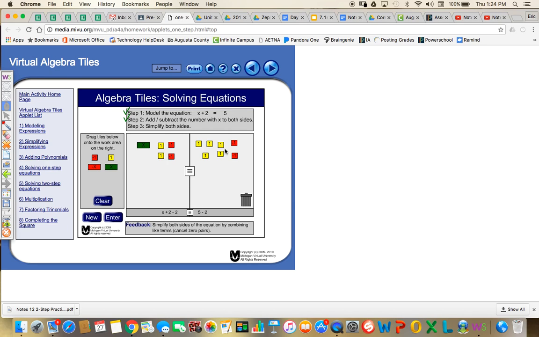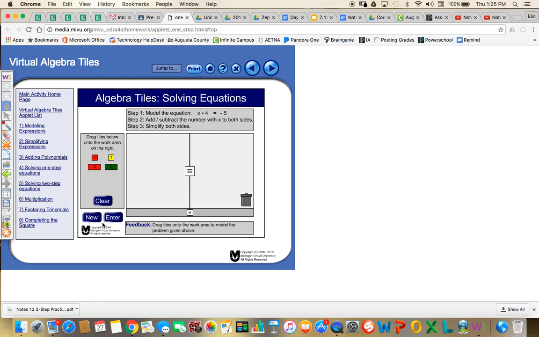Now, when we learned about integers, we learned that it takes one negative and one positive to make a zero pair. So every time we see a negative and a positive on the same side, we are going to make it into a zero pair and it disappears. So now the variable is by itself, but I have to take care of the other side as well and make those disappear. So the answer is x equals 3.